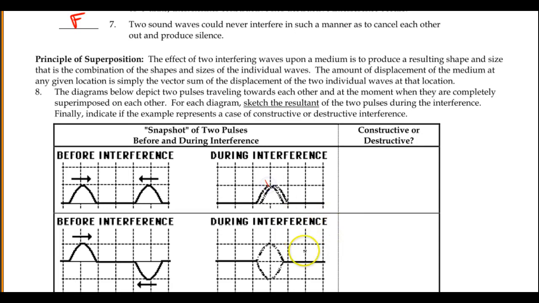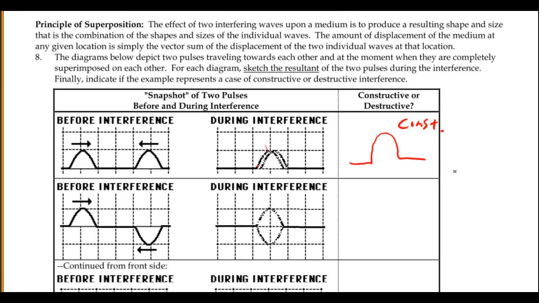So here are the first two waves coming at each other. When they meet, here's where they're at. Now they both have an amplitude of plus 1, so the actual wave that they would create would have an amplitude of plus 2, and that would be constructive interference because it built to make a larger wave.